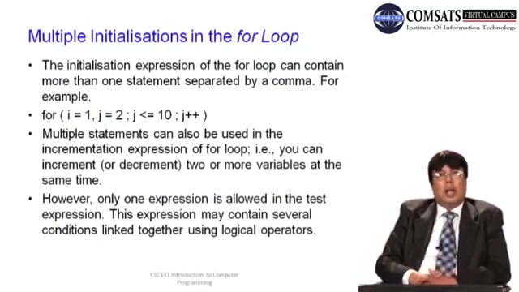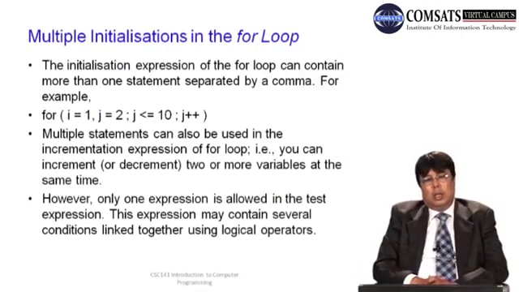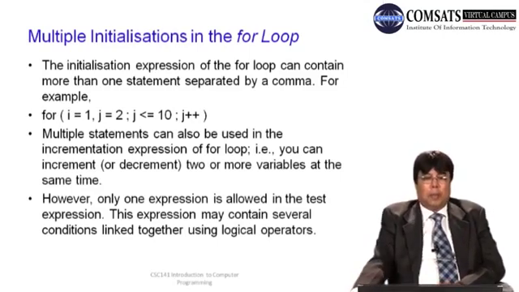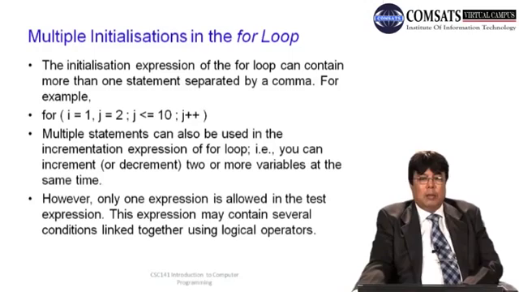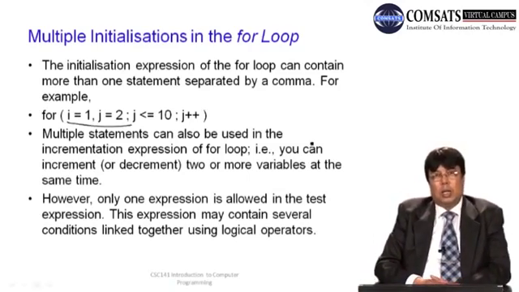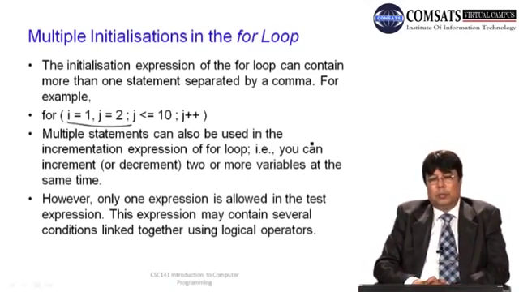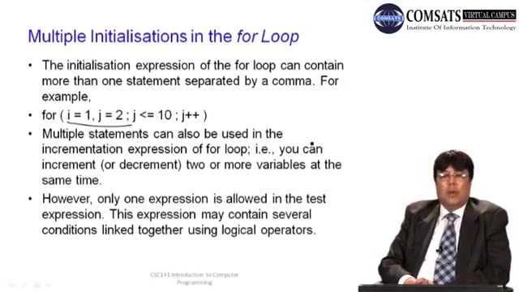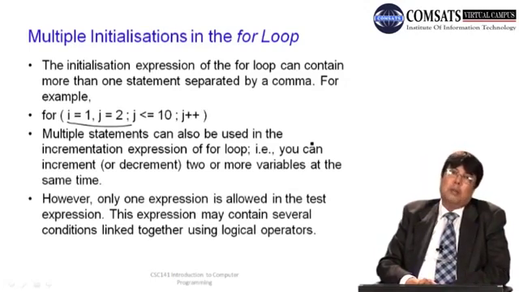Finally, you can have multiple initialization statements within the for loop. Remember, earlier we used only one variable, j is equal to 1, j is less than 10, increment j. But here we have used multiple initialization statements. We can put it into the for loop. So the initialization expression of the loop can contain more than one statement separated by comma.